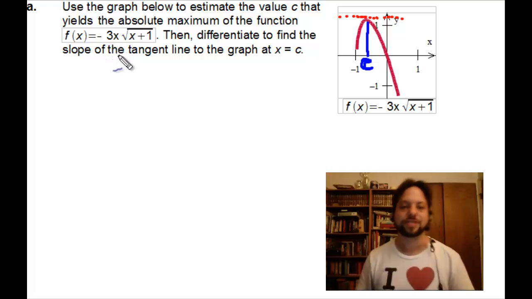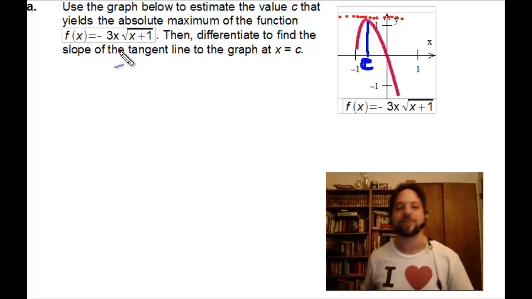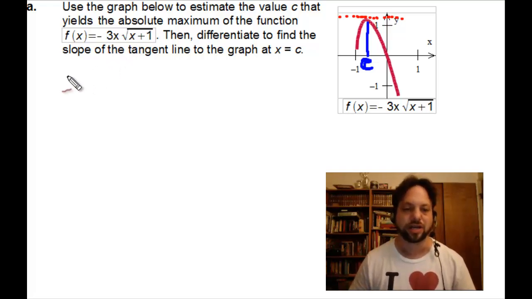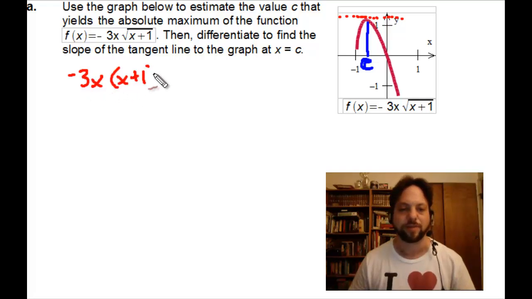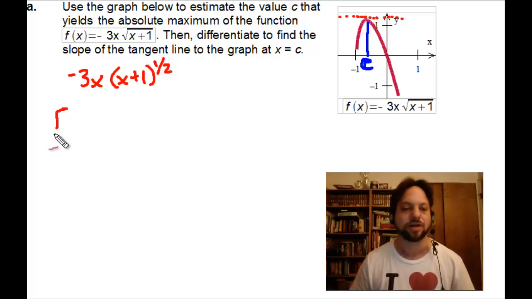Plug in that value of c that you just estimated and see what the slope of the tangent line to this function is at the x value that you chose. So I'm not going to go through all the work. Of course, we would need a product rule here. There's a square root, so I should turn that perhaps into x plus 1 to the 1/2 power. So I can rewrite it that way. Now I can do my product rule and all that good stuff.